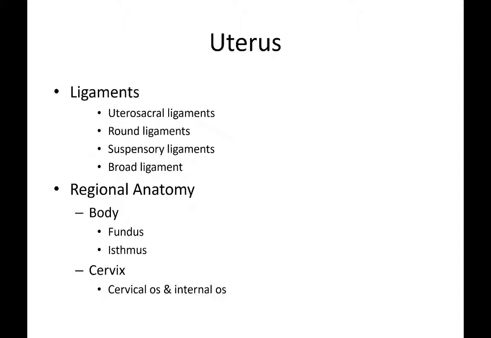Then we have the suspensory ligaments that are coming in from the side. The suspensory ligaments are the ones that also have an artery and a vein, the uterine artery and the uterine vein. And then we have the broad ligament, which is that wide, flat one that's going to laminate everything in together and kind of hold it in place.